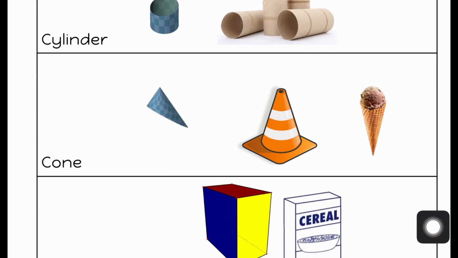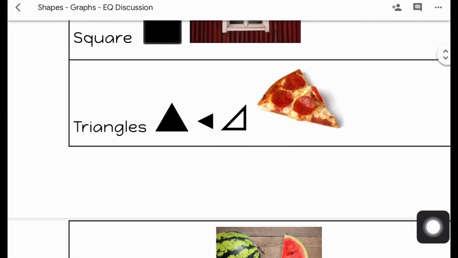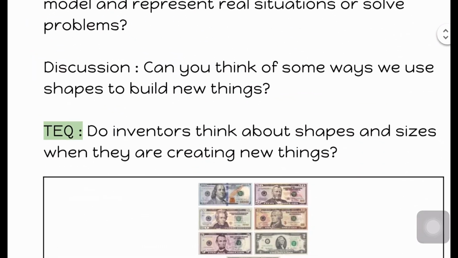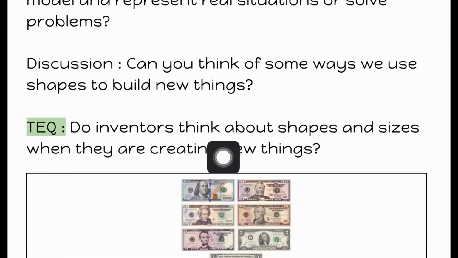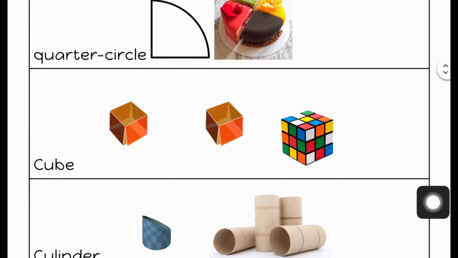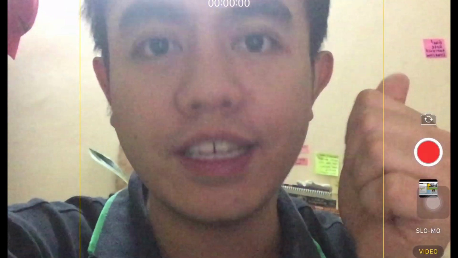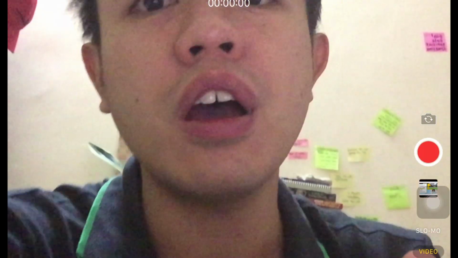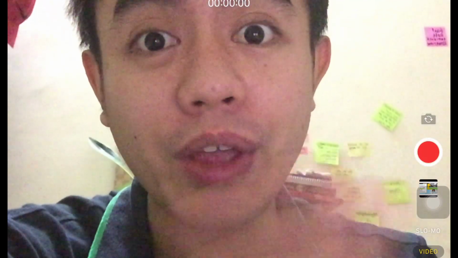They surely did. So what is our answer here? Let us answer our topical essential question. Do inventors think about shapes and sizes when they are creating new things? Do they? Yes, they do. And the answer is yes, they do. They thought of shapes as well when they were creating new things. We have the same answer? Cool. Let me continue.